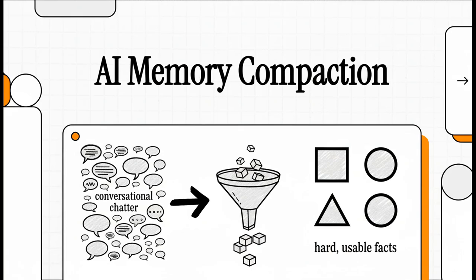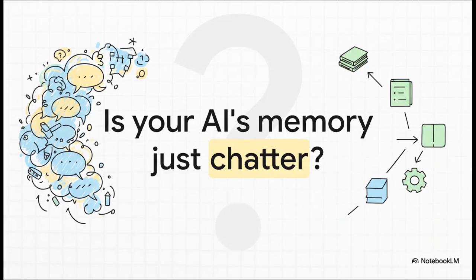All right, let's talk about one of the biggest headaches when you're building AI agents: memory. How do you get an AI to actually remember what's important in a conversation without it just drowning in all the noise? Today, we're going to dive into a really cool way to turn all that messy conversational chatter into solid, usable facts. So let me just ask you this straight up.